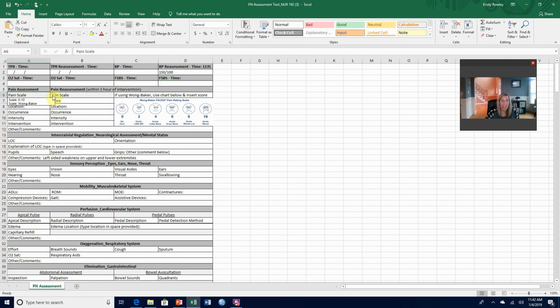Pain scale is still the same. The Wong-Baker has the references over here for the faces, but they are to know that they're to reassess within 1 hour, and that's why that's there for them. The neuro assessment here is pretty much the same as well.